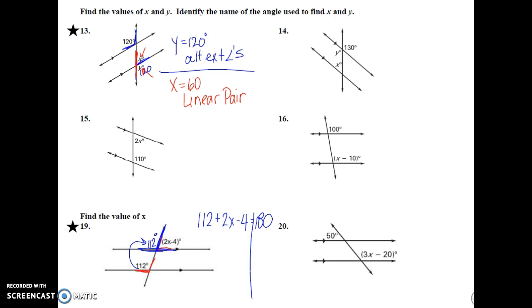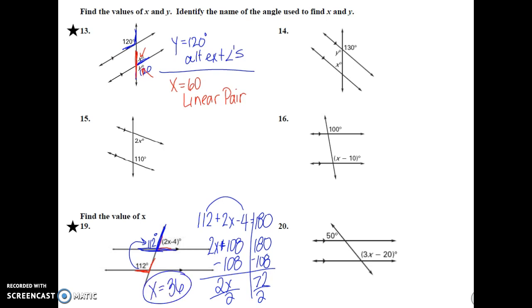Remember, when you're solving that equation, you add like terms. So I can take the 112 and take away 4. So I have 2x plus 108 equals 180. From there we will minus the 108. So we have 2x equals 72. And then the very last part here we will divide by 2. And we get x equals 36. Question says find the value of x.